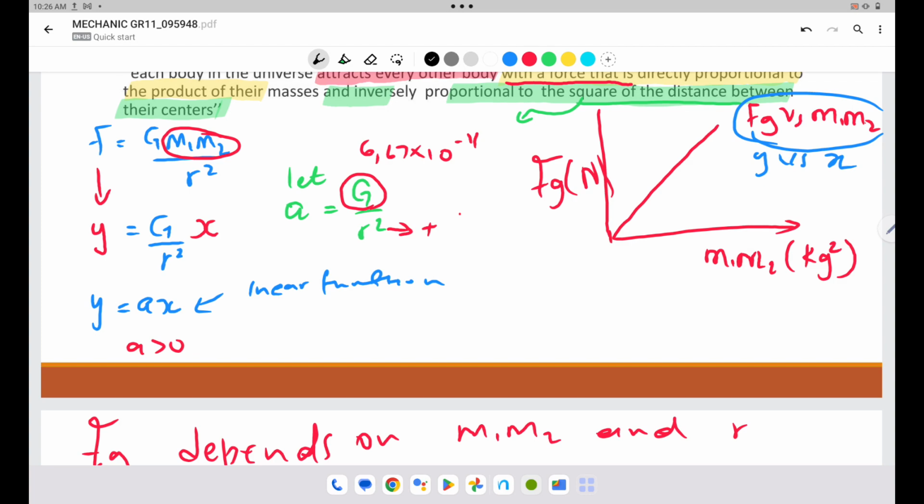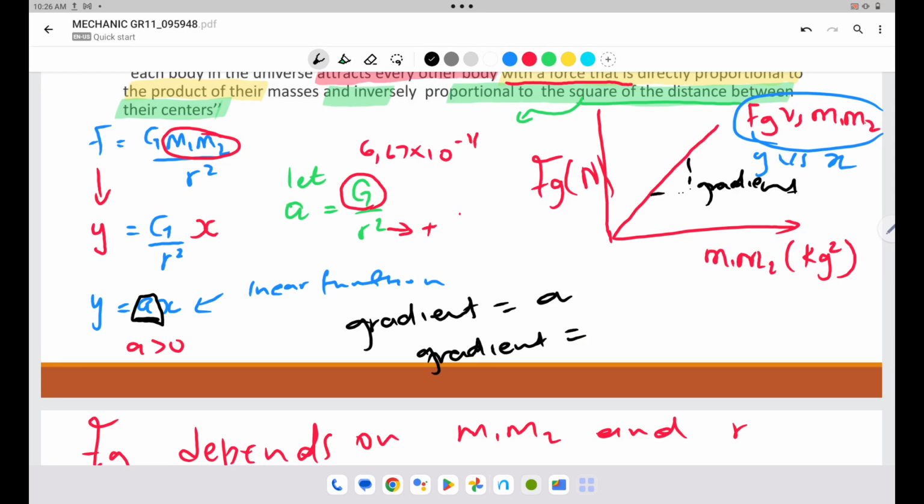Every time I see a straight line graph, I always want to know what the gradient represents or what the y-intercept represents. So if we look at the gradient of this graph, how do we get the gradient? From the equation, that is the coefficient of x. What is the coefficient of x? It's a. So the gradient of this graph is a. But what does a represent? Remember that a was a placeholder for g over r squared. So the gradient of this graph is equal to g over r squared.